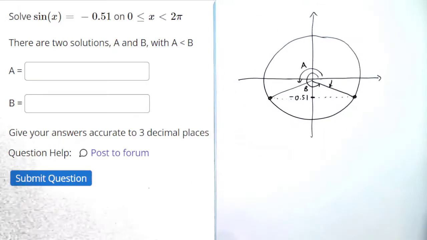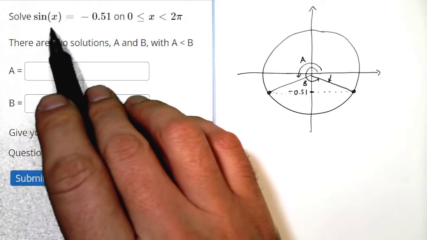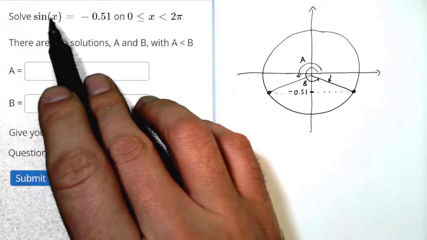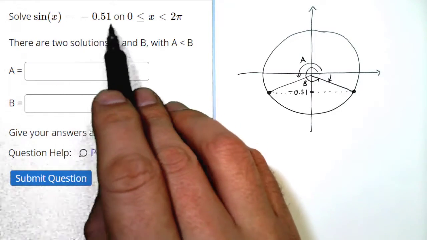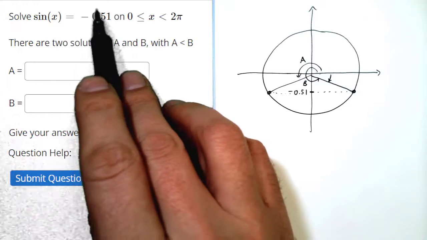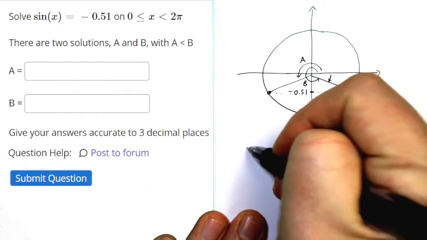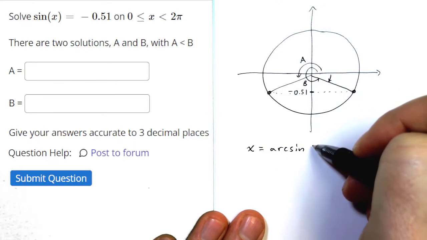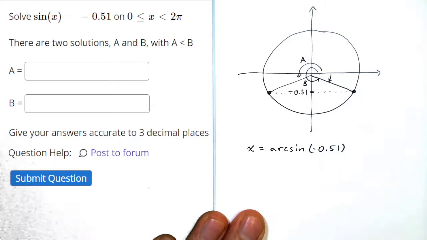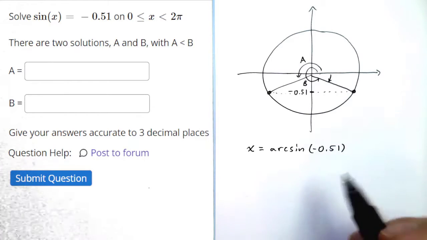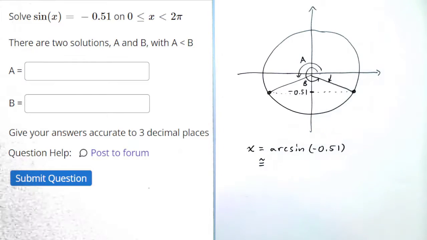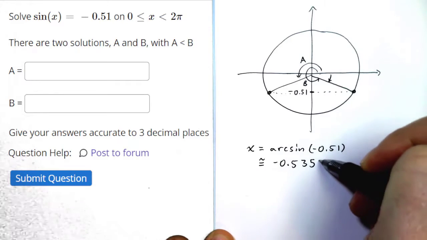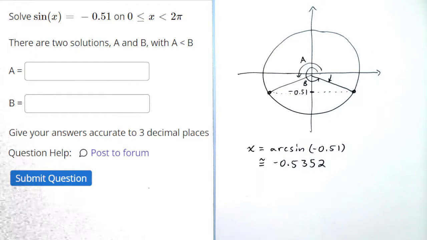Okay, so how can I find these angles? Well, this is what the inverse sine function will do. If I use the inverse sine function, or arcsine, it will give me the value of x that corresponds to this y value, the angle that corresponds to this number. So if I use arcsine, I can say that one such angle will be this one. Arcsine of negative 0.51, which, if we approximate it using a calculator, is negative 0.5352 approximately. I'm rounding to 4 decimal places.